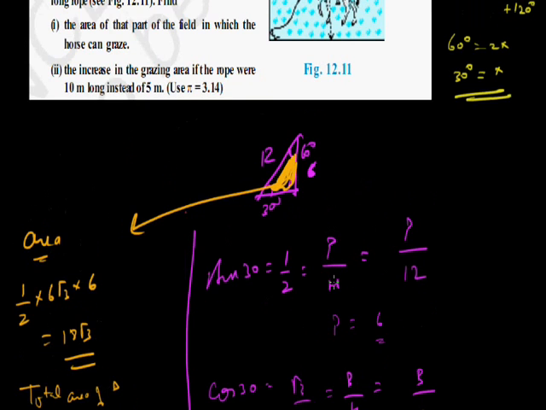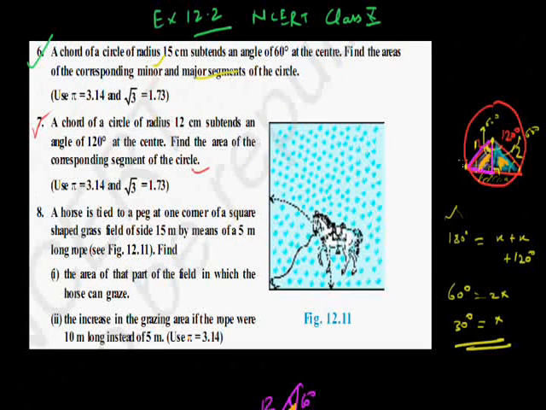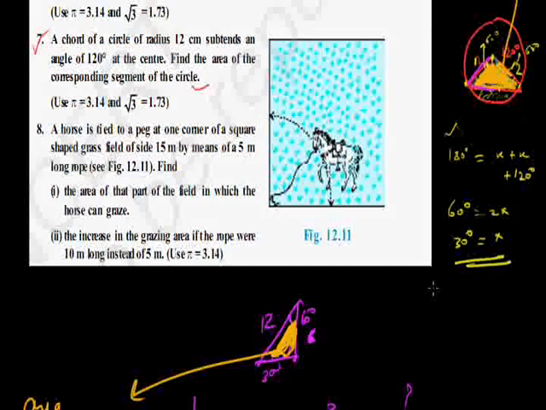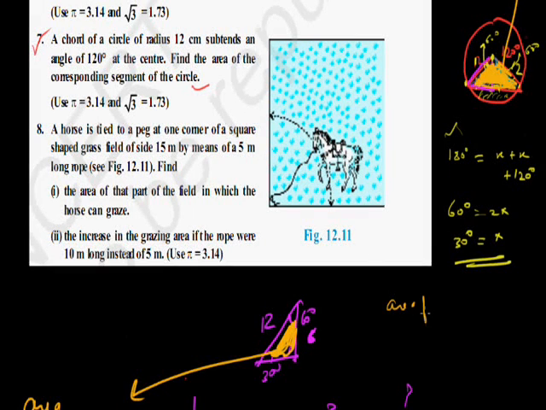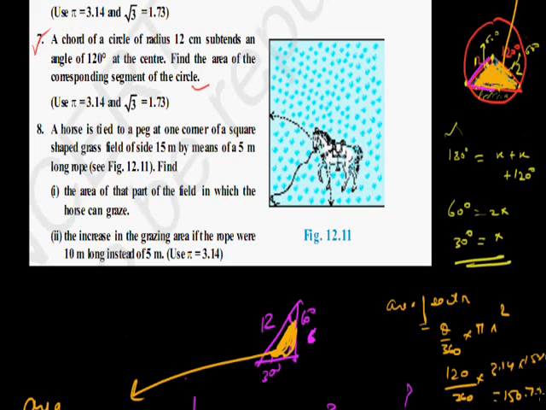Now we know the area of the triangle. The complete area of the triangle is 36 root 3. The area of the sector, we can easily calculate, with theta 120. Area of sector is theta upon 360 into pi r square. Theta here is 120 upon 360 into pi, which is 3.14, into r, which is 15, into 15, which is equal to 150.72.